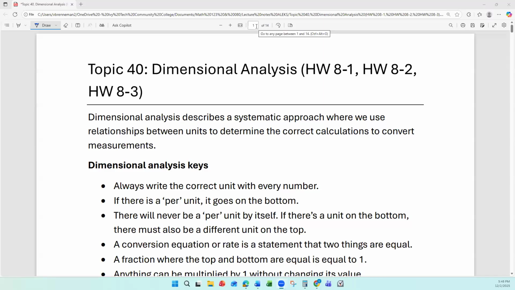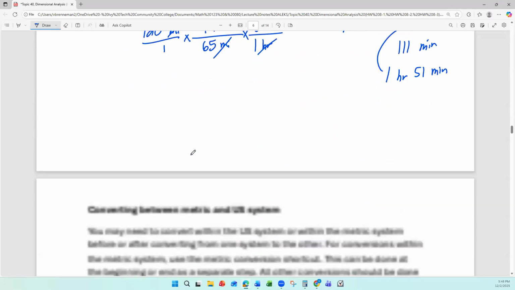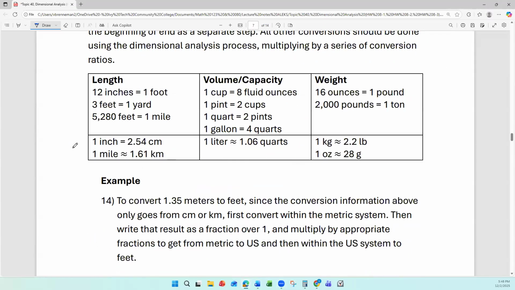This video is over topic 40, numbers 14 through 20, converting between the US and metric systems. So we have these conversions here, and most of them have the squiggly lines, meaning they're approximate. You might be given different versions of these, either rounded differently or even a different direction. So like, for example, the 1 kilogram to 2.2 pounds, you could instead use 1 pound equals about 0.45 kilograms. So use whichever one is given to you in the question in ALEKS.